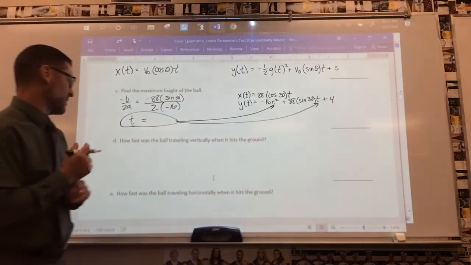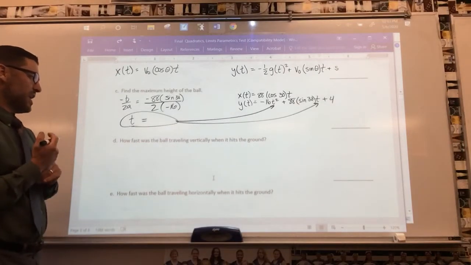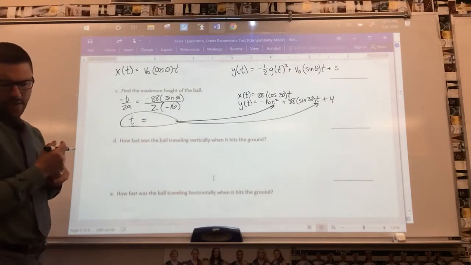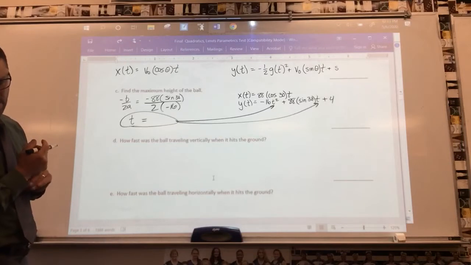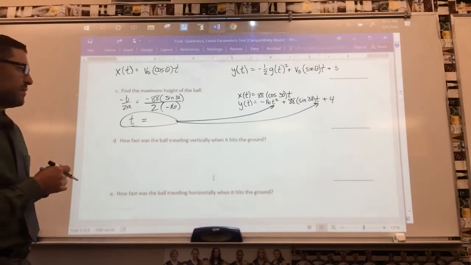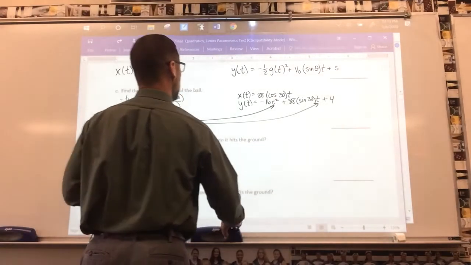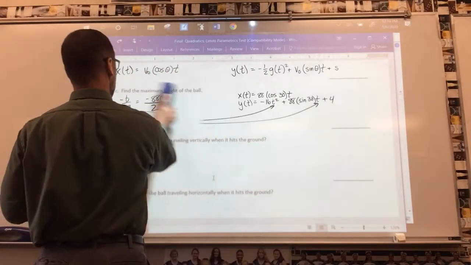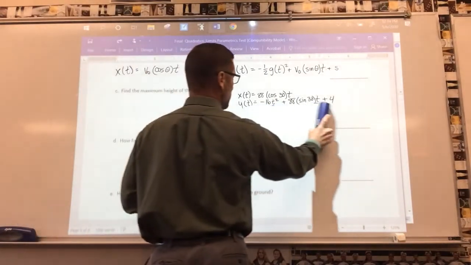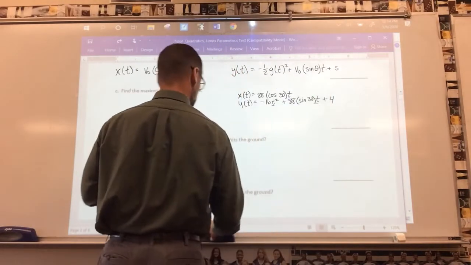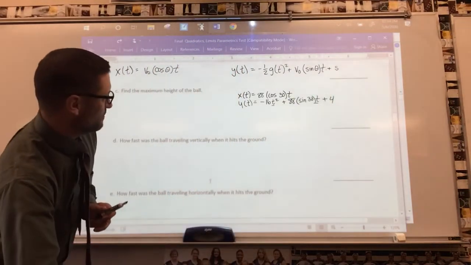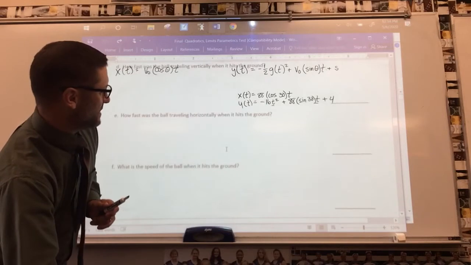How fast was the ball traveling vertically when it hits the ground? How fast was the ball traveling horizontally when it hits the ground? What is the speed and what is the angle? And here are these two problems. They are the problems that have to do with the calculus that we've been working on. I'm going to plot this up here. Maybe I can see most of it.